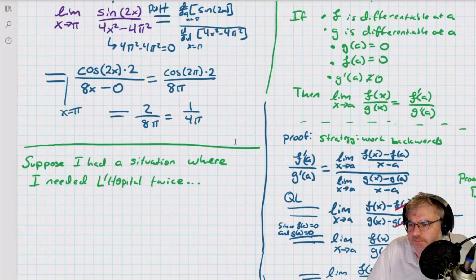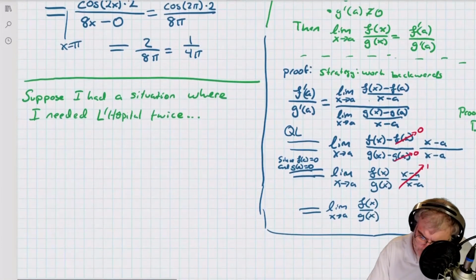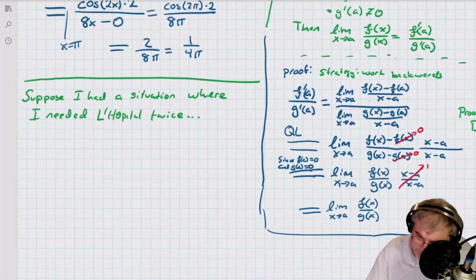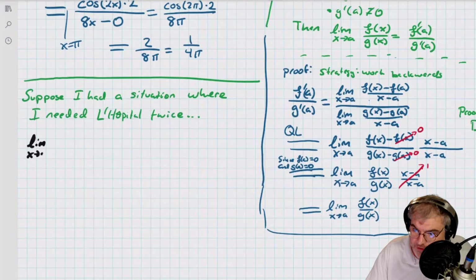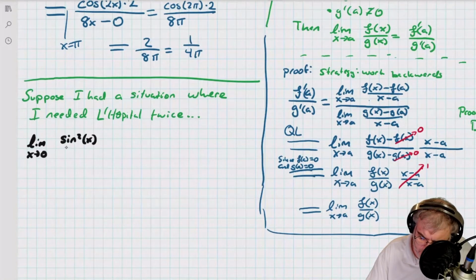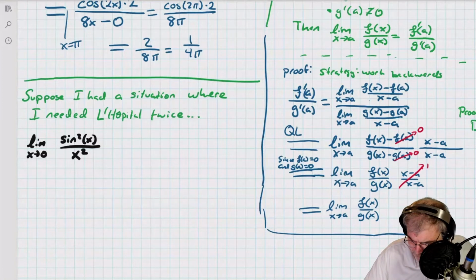Okay. So suppose I have the following problem instead. Let me just pull it up. I wrote it here somewhere to make sure I had it. Yep. Let's look at this problem. The limit as x goes to 0 of sine squared x over x squared. All right. Here's the problem.